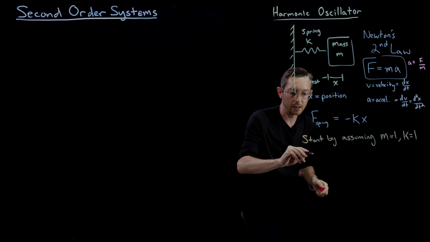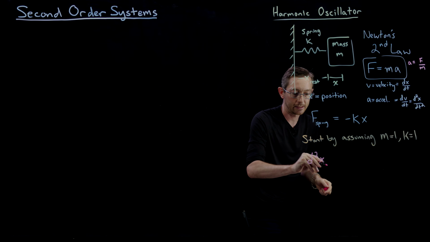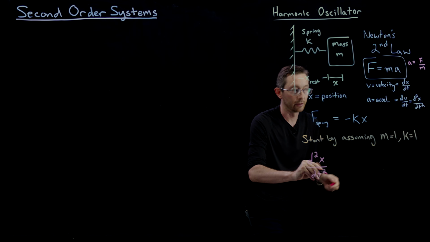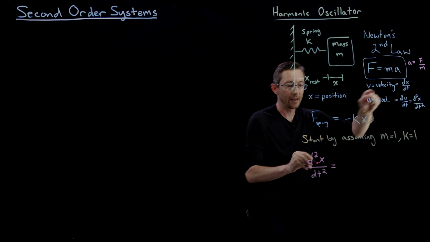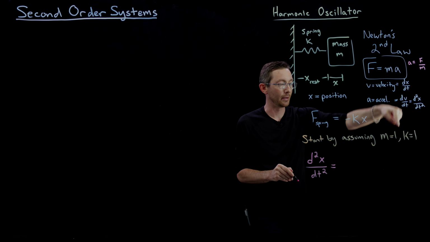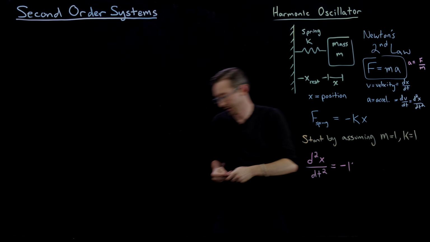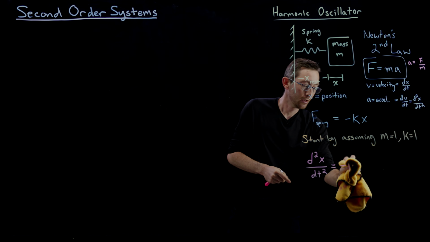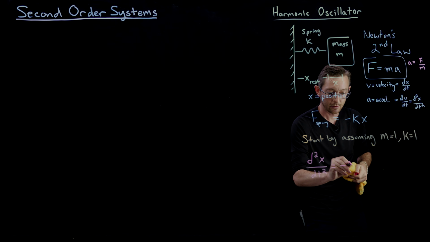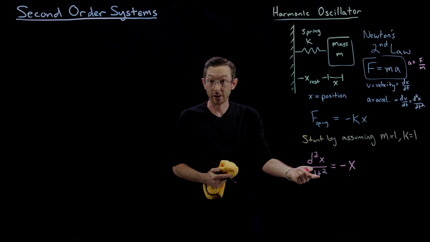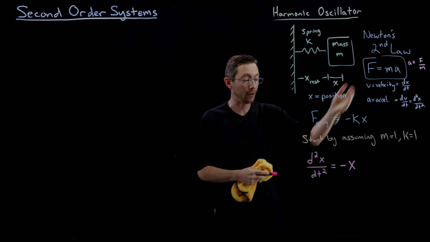So my acceleration is d squared x dt squared, that's a, and that equals my force divided by 1. And my force is minus k, where k is 1, my constant is 1, I made everything 1. So it's just minus x. That's my differential equation. This is literally Newton's second law.